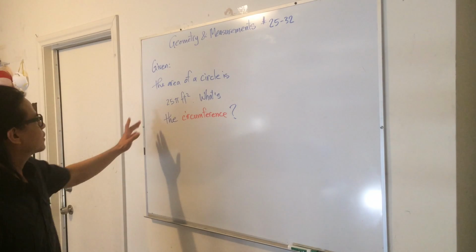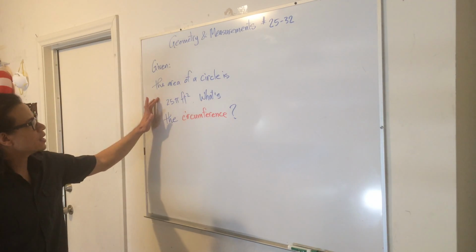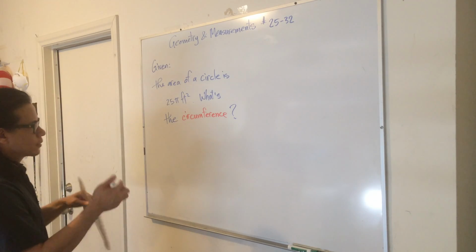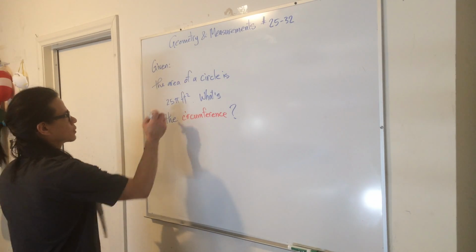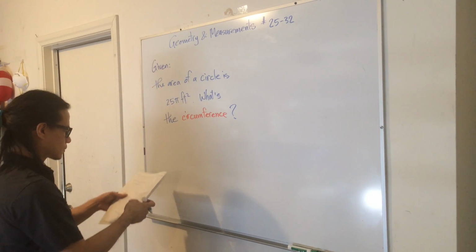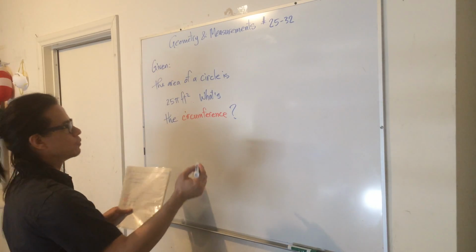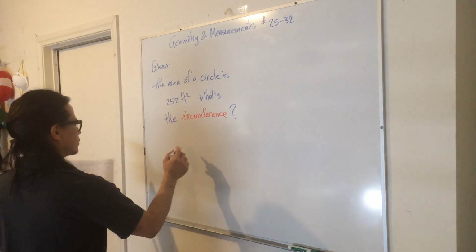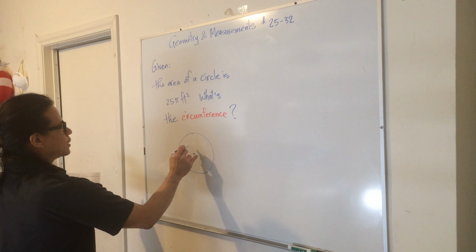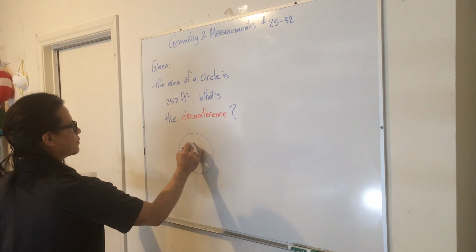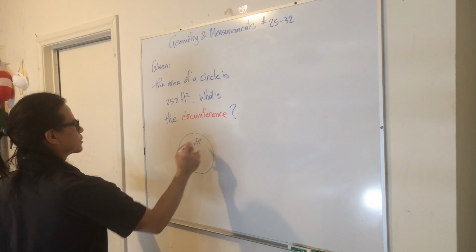In this given question, it says the area of a circle is 25 square feet. What is the circumference? If it helps, sometimes drawing helps, sometimes it doesn't. So here goes. You have a circle. The area is 25 pi square feet.